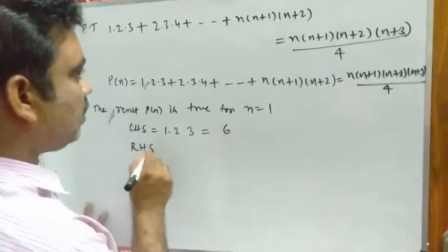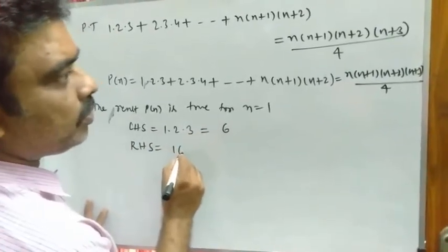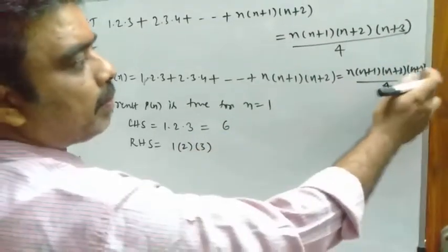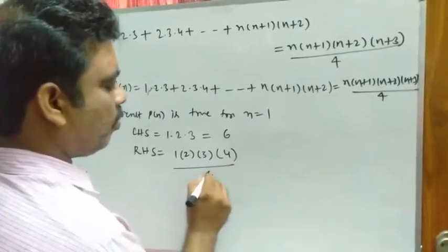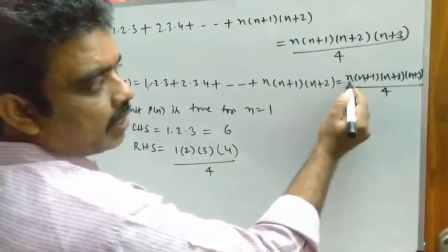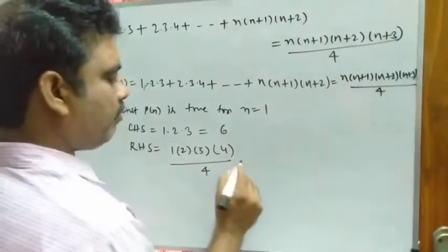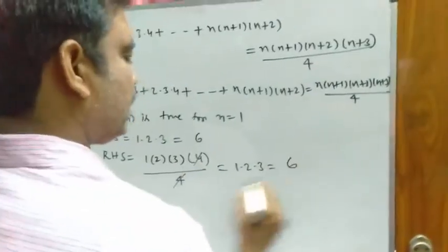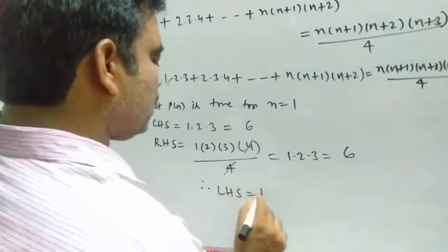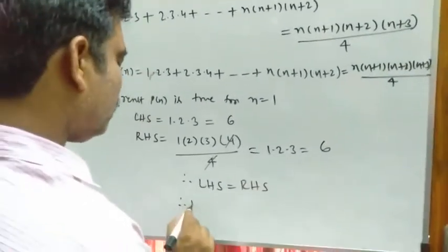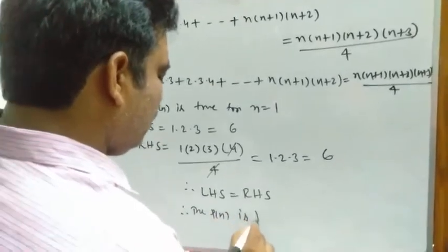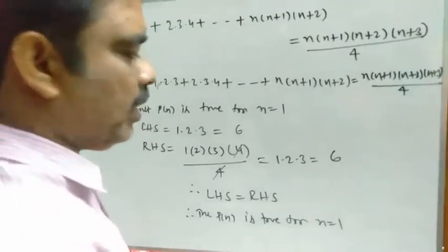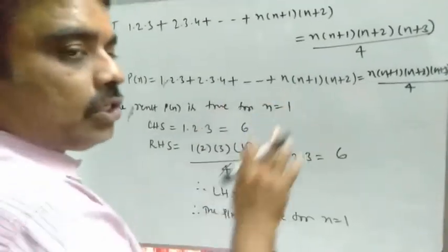Similarly RHS, so for one term it is 1 into (1 plus 1), that is 2, (1 plus 2), that is 3, (1 plus 3), that is 4, by 4. For n is equal to 1, n into n plus 1 into n plus 2 into n plus 3 by 4. So the 4s get cancelled, and 1 into 2 into 3 is equal to 6. Therefore, LHS is same as RHS. Therefore, the result P of n is true for n is equal to 1. First part over, the result is true for n is equal to 1.